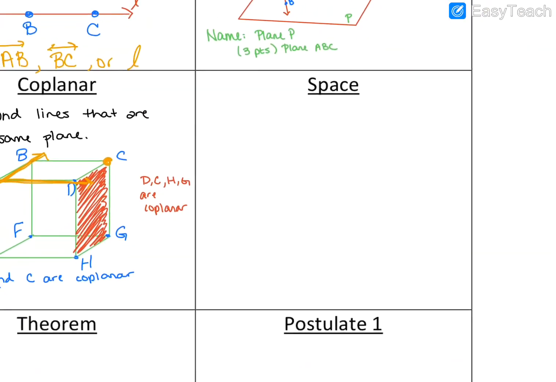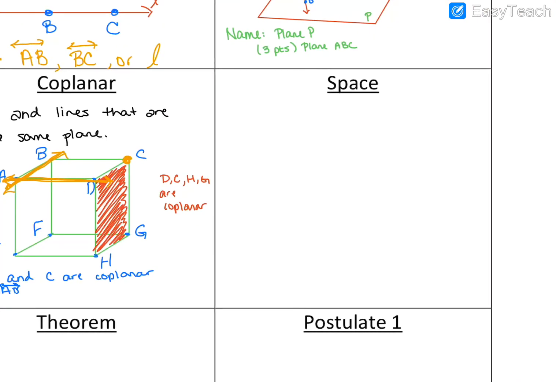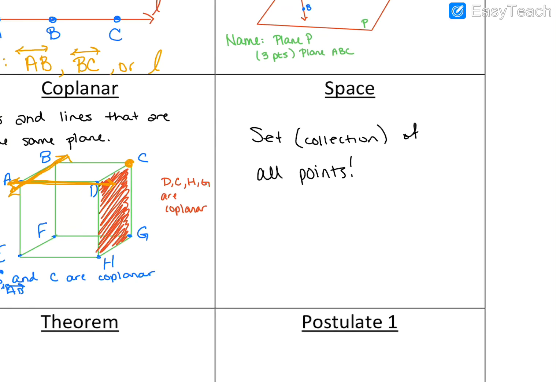All right. So what is space? Well, space is just the collection of all points. So it's the set, which means it's the collection of all points. So it's everything. Okay. So that is space. Space is everything.